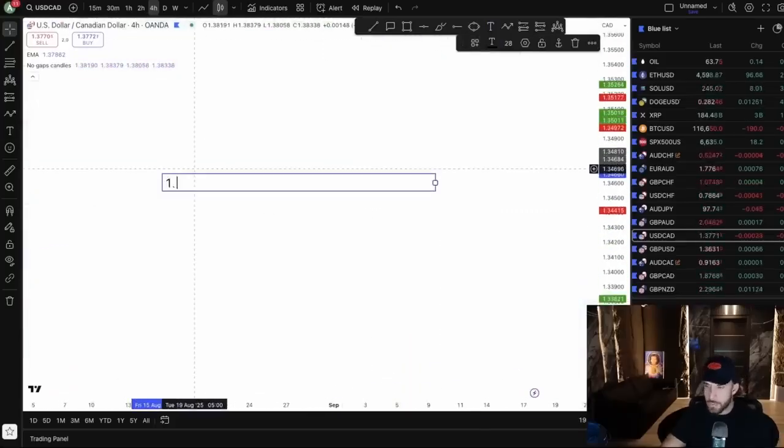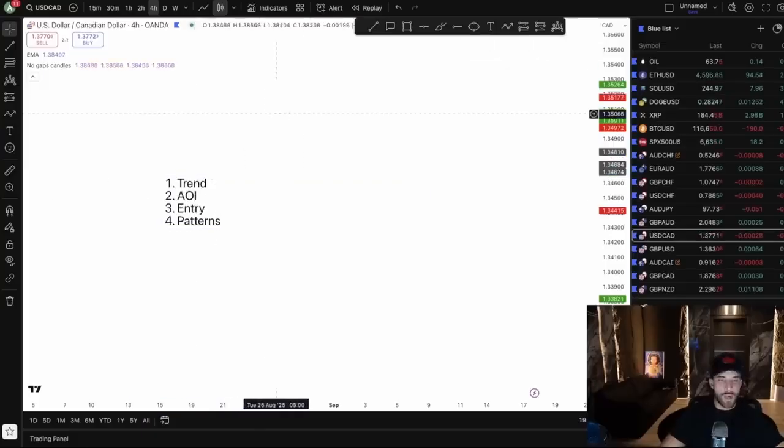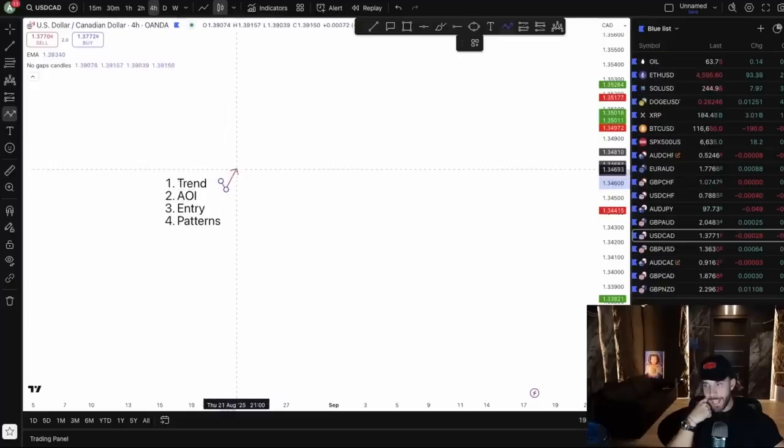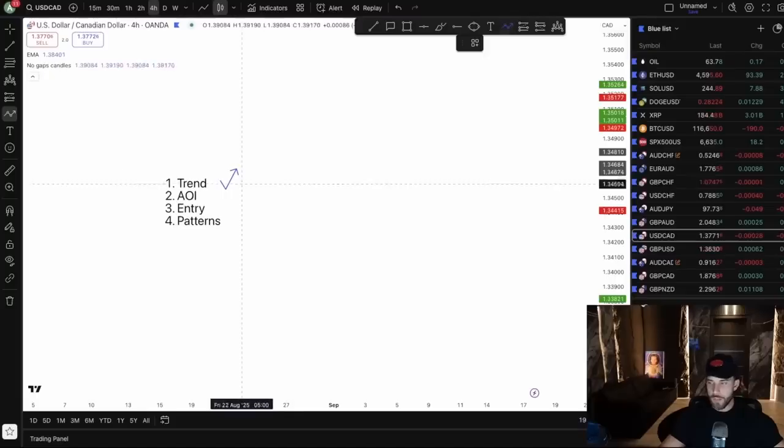The first one could be trend. The second one could be area of interest. The third one could be entry. And then lastly, you can have patterns, right? So when you go analyze a trade, you say, okay, we have the weekly and then the daily in our favor. All right, cool. That right there, we have a double check. We have two trends in our favor, right? So we have the weekly and the daily in our favor.